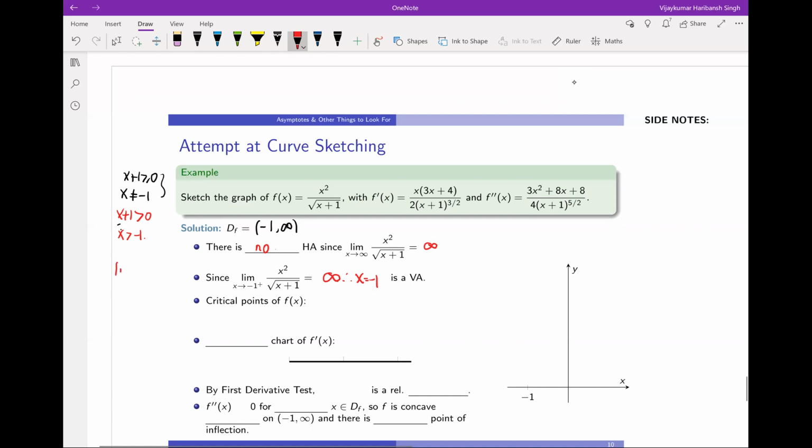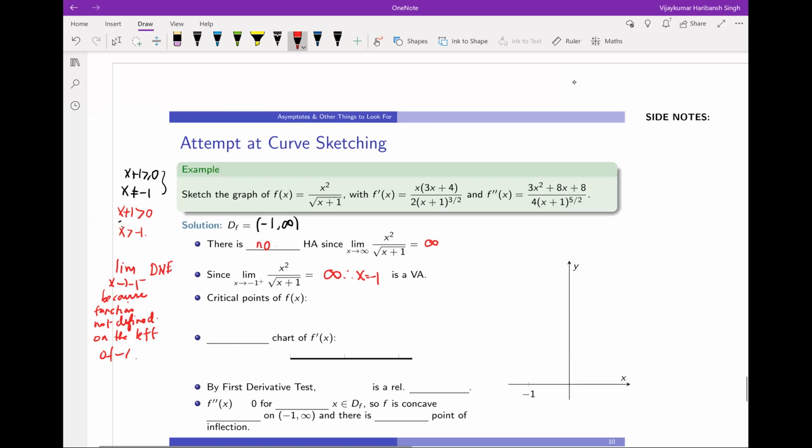Now note that you can't take x goes to minus 1 minus, because the function is not defined on the other side, right? The function is not defined on the left of minus 1. Okay.